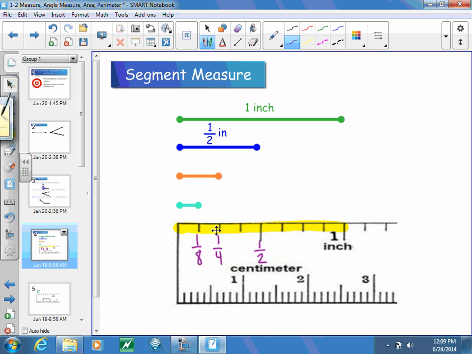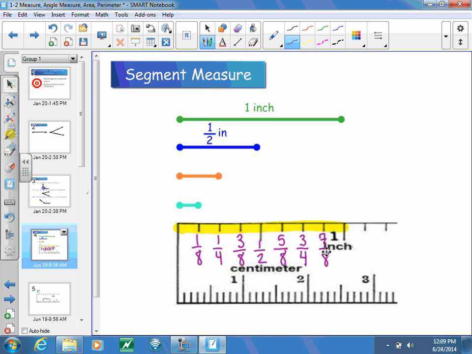Well, 1/8 plus 1/8 is 2/8, which is 1/4. 2/8 plus 1/8 is 3/8, which cannot be simplified. 3/8 plus 1/8 is 4/8, which is simplified to 1/2. 4/8 plus 1/8 is 5/8. 5/8 plus 1/8 is 6/8, which is then simplified to 3/4. 6/8 plus 1/8 is 7/8. And then if I were to add on one more eighth, I would get 8/8, which gives us 1.